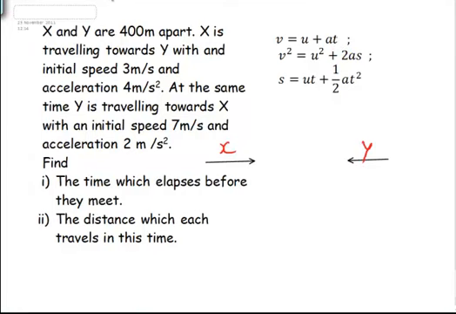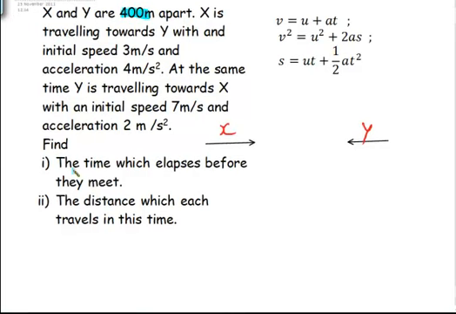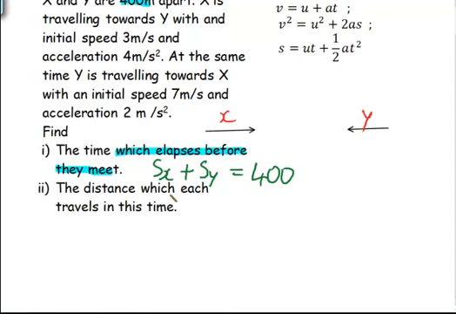The piece of information that they give you in this question is that they start 400 meters apart, and what we want is the time which elapses before they meet. Now the real thing you have to notice is what's special about that. Well, when they meet, the distance that x covers plus the distance that y covers is equal to 400. And that's the crucial part of this question.